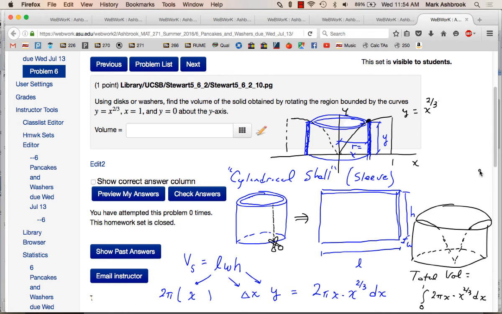Questions on this first example of shells? This is obviously new stuff today. What is necessarily the advantage of doing it with this method as opposed to integrating with respect to y?